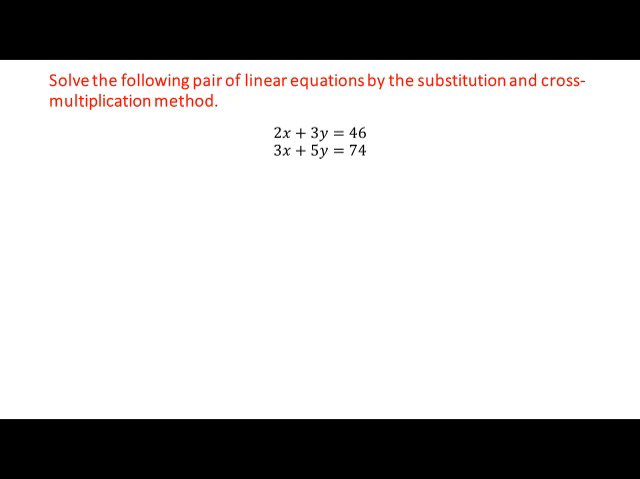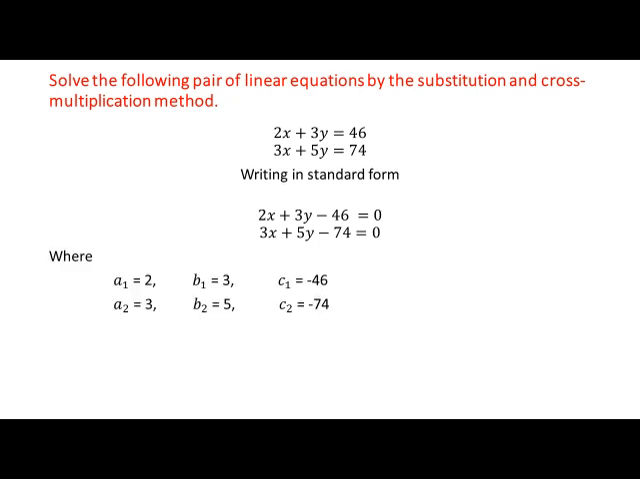Now here the two equations are 2x plus 3y equals 46 and 3x plus 5y equals 74. First we will change them into standard form, that is we will transpose 46 and 74 to the left hand side. So the equations we get are 2x plus 3y minus 46 equals 0 and 3x plus 5y minus 74 equals 0. Now here a1 is 2, b1 is 3 and c1 is minus 46. A2 is 3, B2 is 5 and C2 is minus 74.